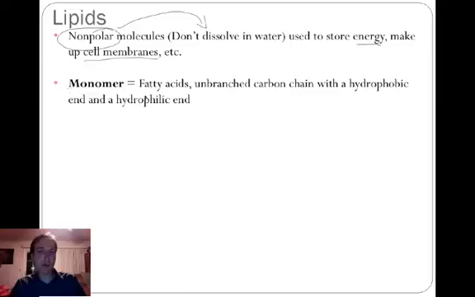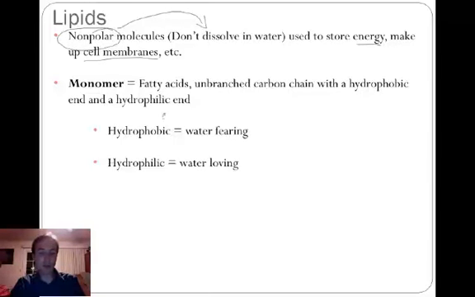The monomer of a lipid is a fatty acid. Fatty acids are unbranched carbon chains, and they have a hydrophobic end and a hydrophilic end. So what does that really mean? Well, hydro means water, so in both names it means water, but the ending is what's important here.